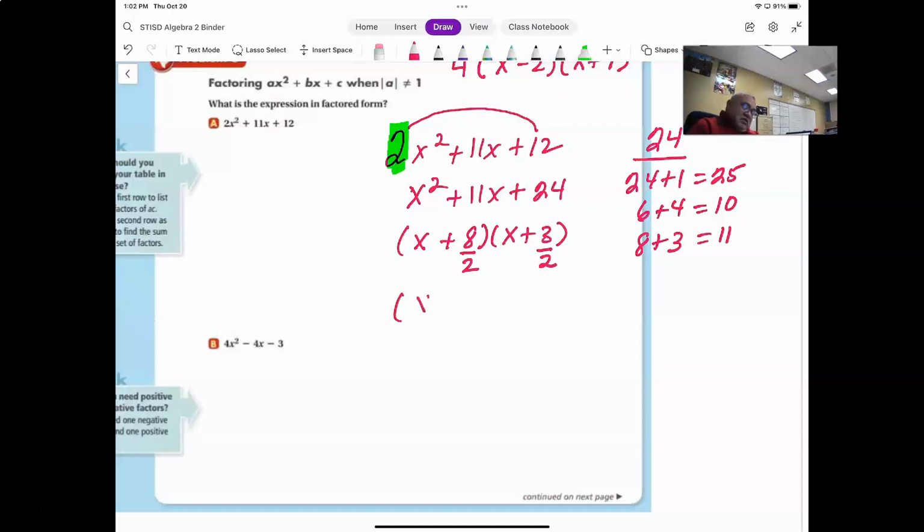So what you get are the factors of x plus 4. And so you see how you get an improper fraction, 3 over 2? Just bring the 2 up. So you're going to have 2x plus 3.